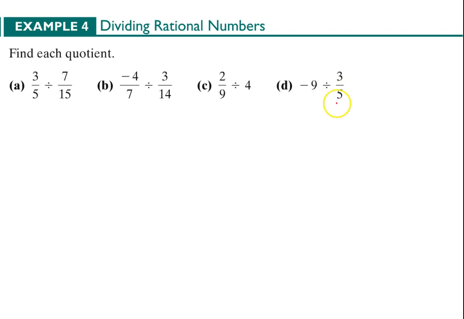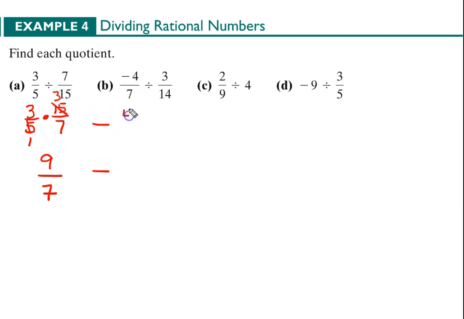Now, for division, let's do these. And you can follow along or show the work. So 3/5, change this to multiplication, 15/7. 5 goes into there once, 5 goes into there 3 times, so we end up with 9/7. And this is an improper fraction, but that's fine. Now notice we're dividing a negative by a positive, so our answer is going to be negative. So remember to keep that negative sign.